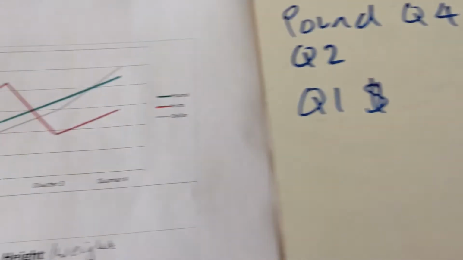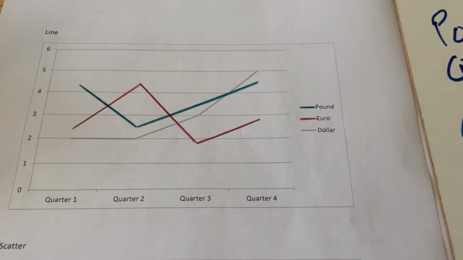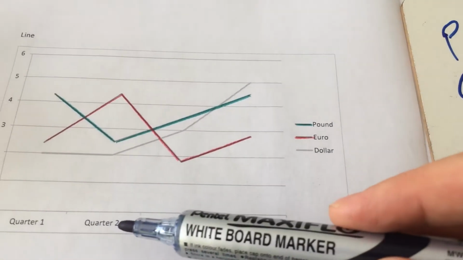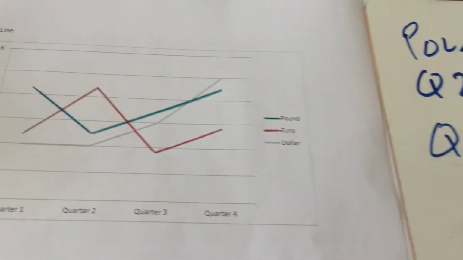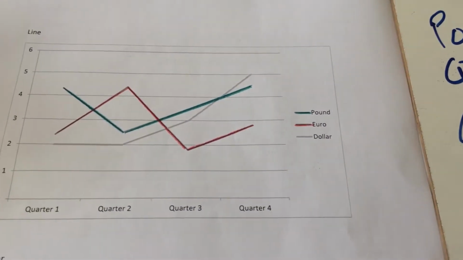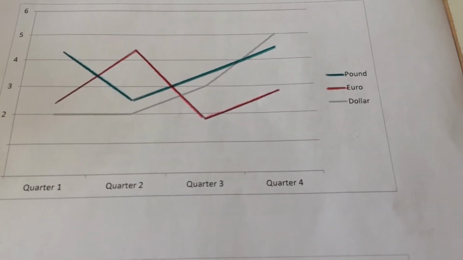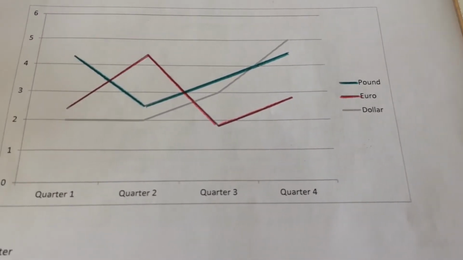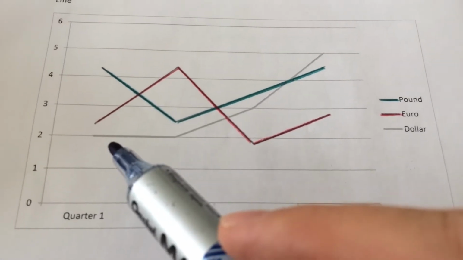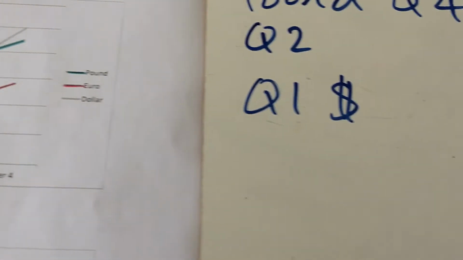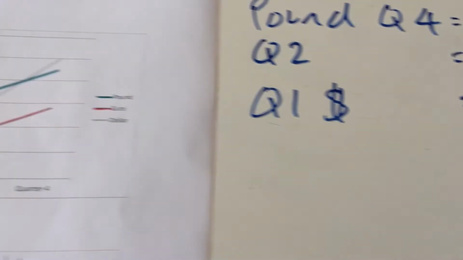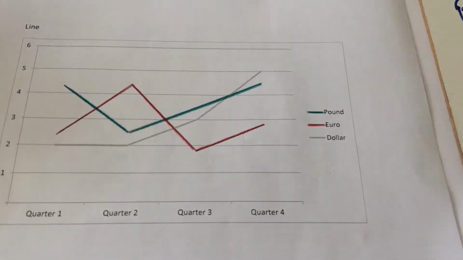in quarter 4. Then you might be asked about a specific quarter, which one had the highest number of transactions in quarter 2, and you can see it's the red ones, which are the euros. And then you might be asked specifically, say, the final one, what was the dollar number of transactions in quarter 1. We could see there that it was, say, 2 million transactions. So you could say 2 million. Okay, so a number of ways that line graphs could be asked.